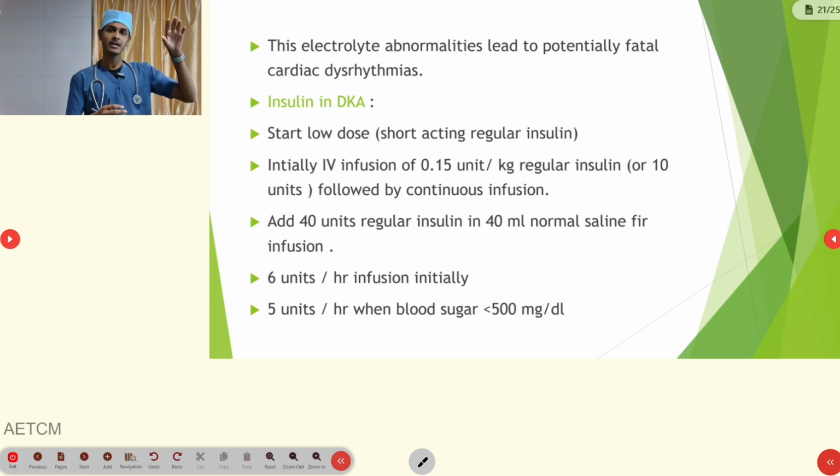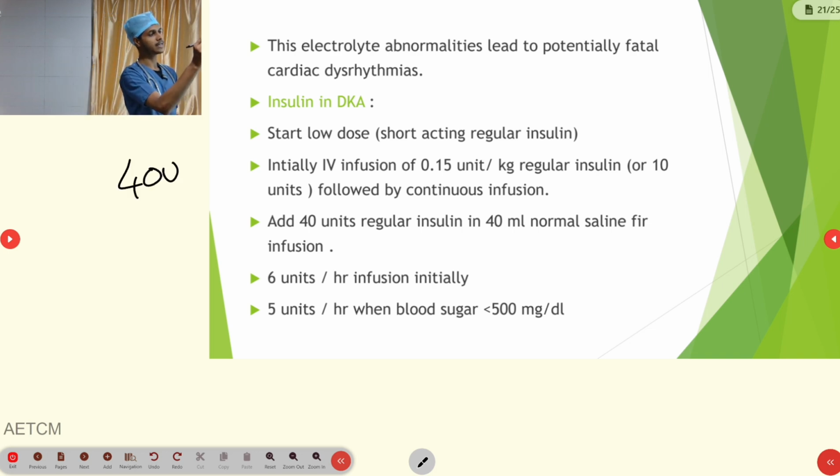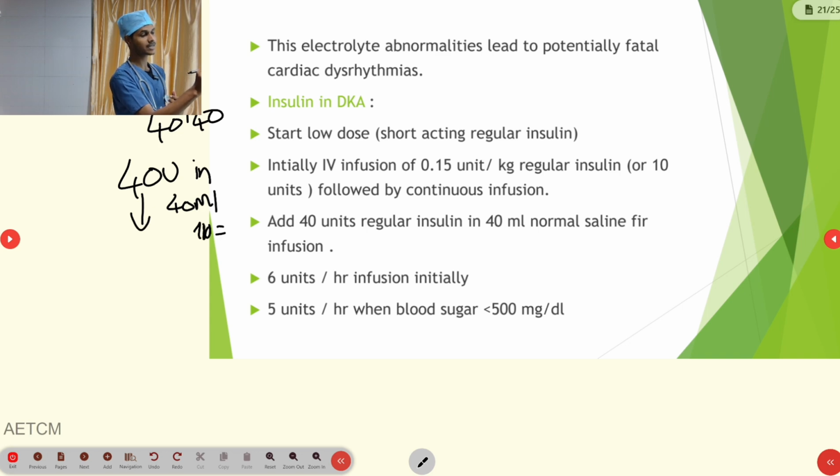And then the third one, after fluid management, is hyperglycemia. You have to treat the hyperglycemia. How can we treat it? Here you start with exogenous insulin infusion. The way we give the insulin is as an infusion. How do you prepare the insulin infusion? In our institution we give 40 units in 40 ml, which we call 40 by 40. So each ml contains 1 unit.